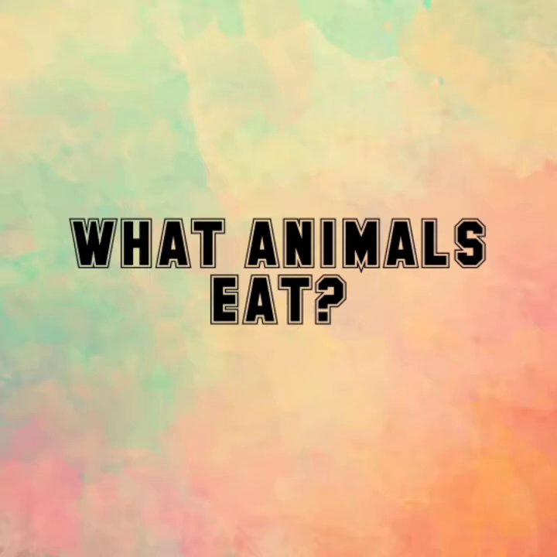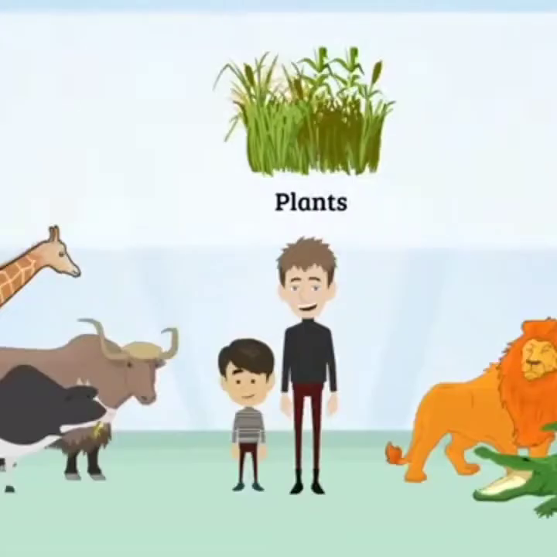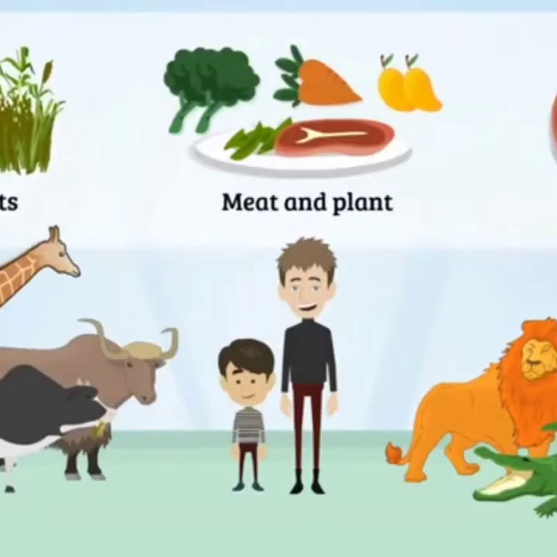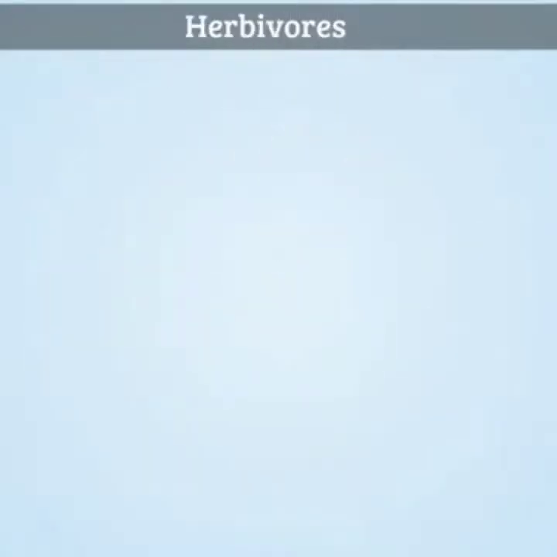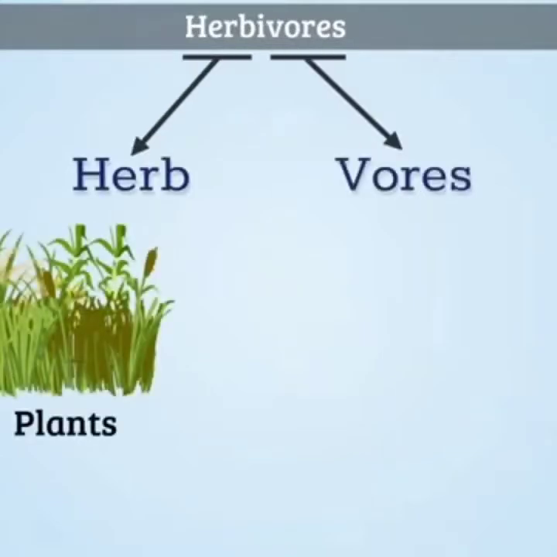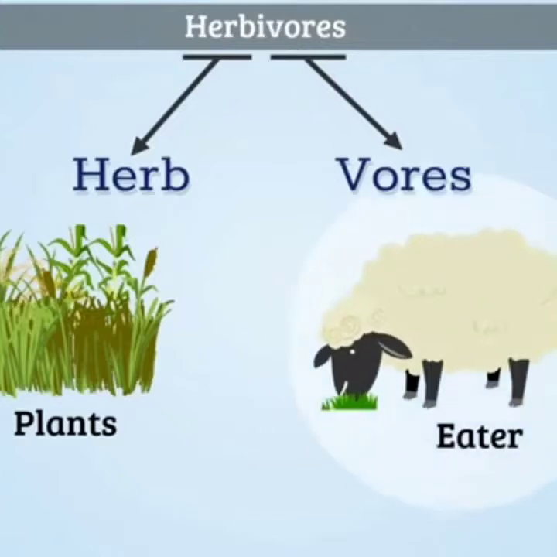Now let us see what animals eat and how many types of animals there are based on the type of food they eat. So there are different types of animal depending upon the food they eat, namely herbivores, omnivores, and carnivores. So first let us talk about herbivores. Herb means plant and vores means eater. So the animals that eat plants and plant products are called herbivores.